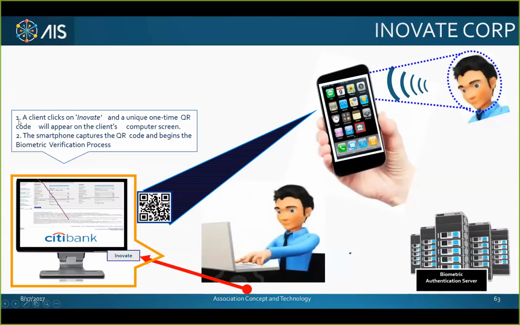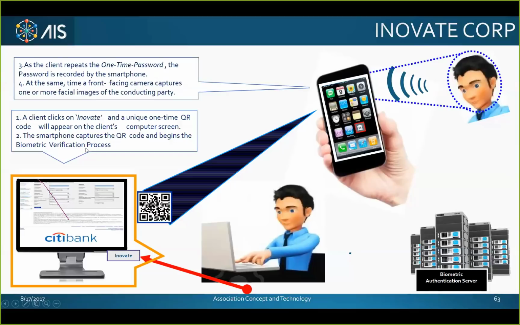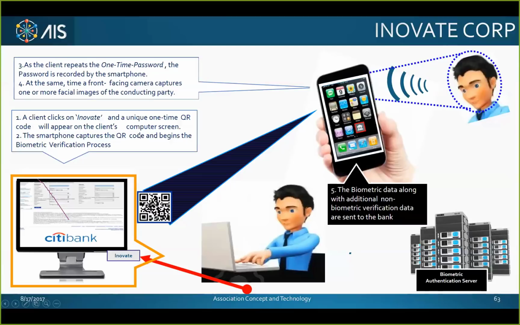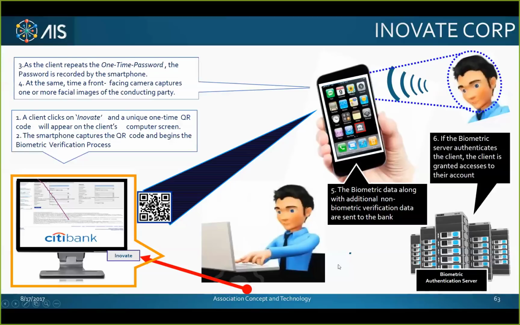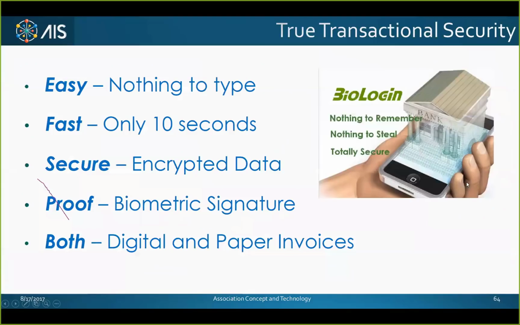The phone captures the code and begins the biometric verification process. The client repeats the one-time password if necessary. It is recorded by the smartphone. At the same time, the front-facing camera captures one or more facial images. That, in turn, allows the data along with non-biometric verification to be sent to the bank. The bank then does its work, authenticates the client, grants access to that account, and boom, we're off to the races. Bio login is done. Nothing to type, only 10 seconds.